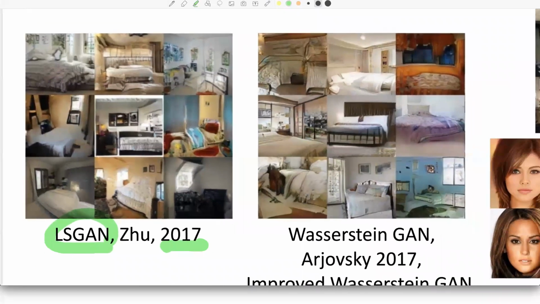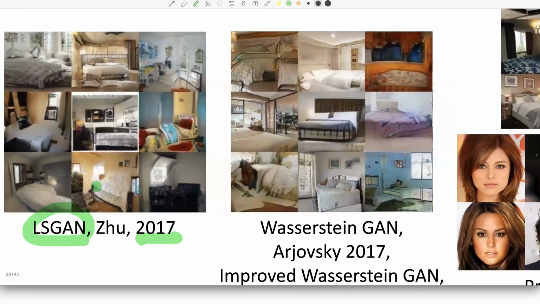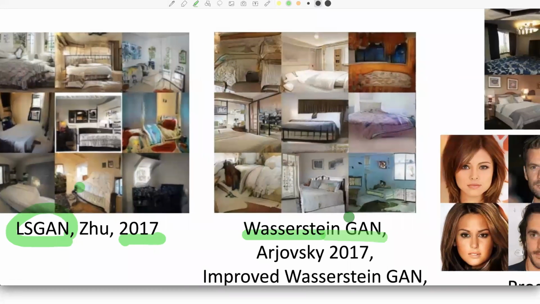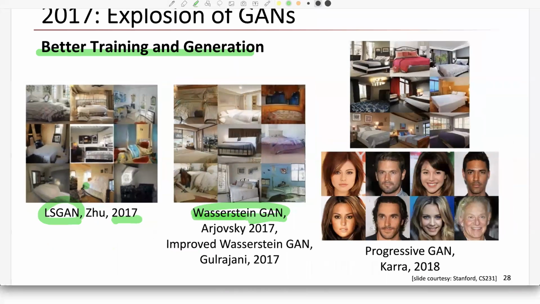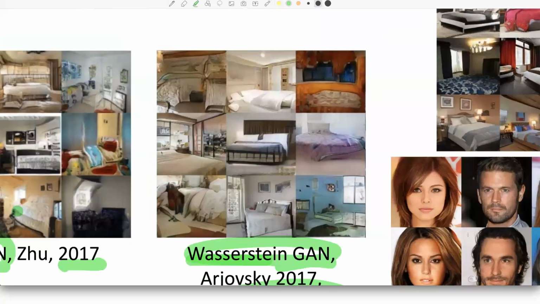It looks like a real image scene, right? And in 2017 there was the Wasserstein GAN, and the improved Wasserstein GAN here. So this is the generated scene. Of course, there are some artifacts at the time. So there are some artifacts, right?